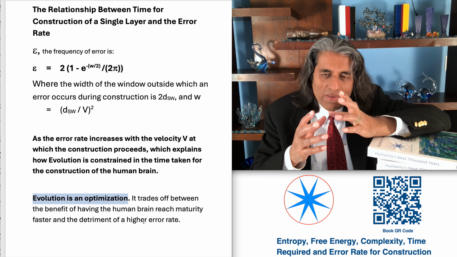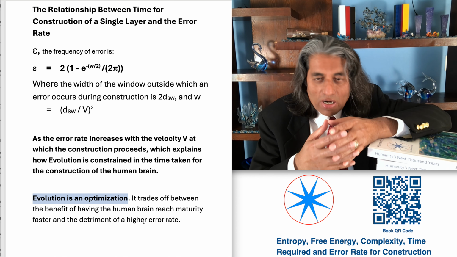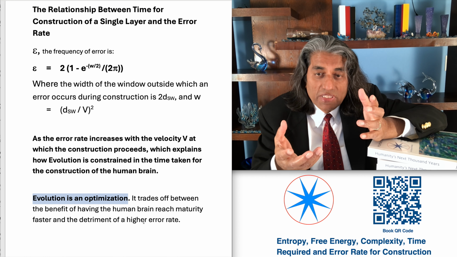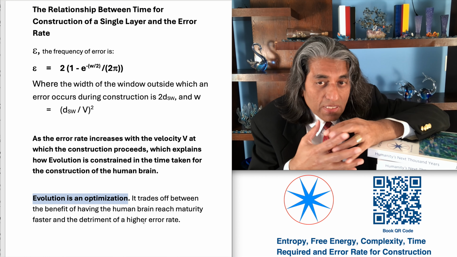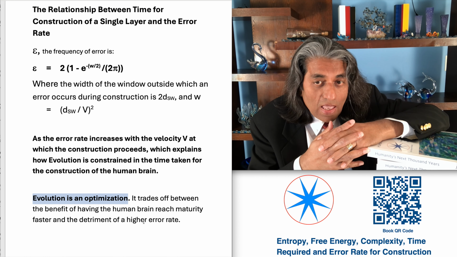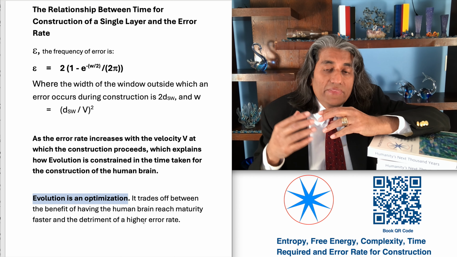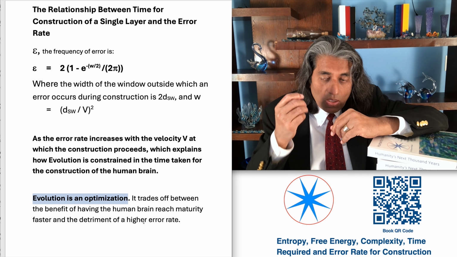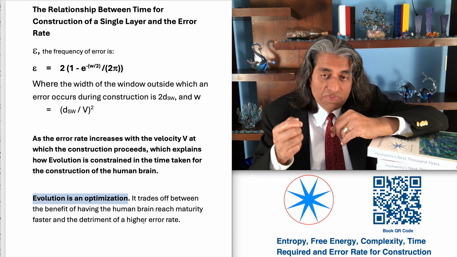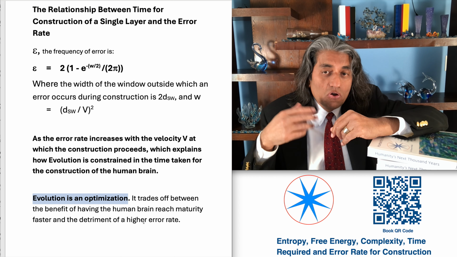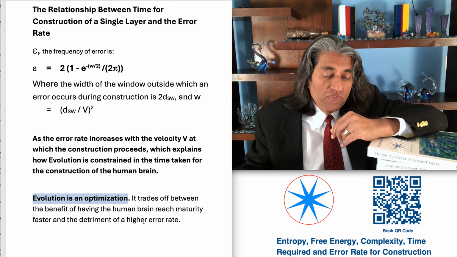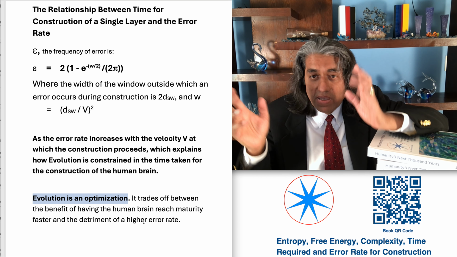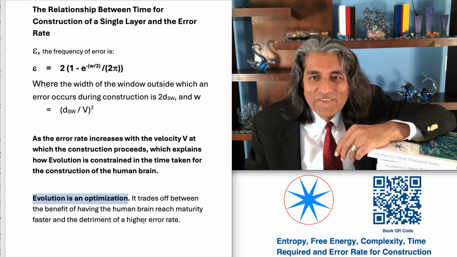The organism matures faster, like the other great apes will mature a lot faster than us because their brains are not as complex as ours. And there is also a cost to a faster speed of construction, a cost in the form of a higher rate of error. So evolution is an optimization, and it solved that optimization problem and came up with 17 years for us.